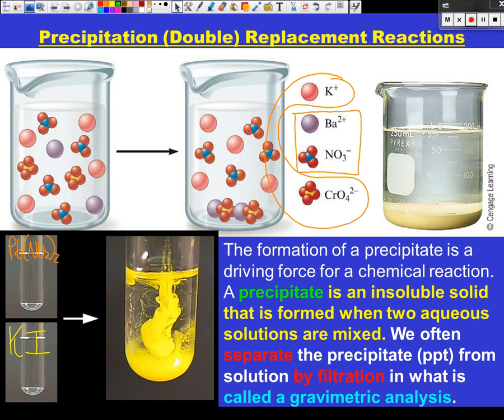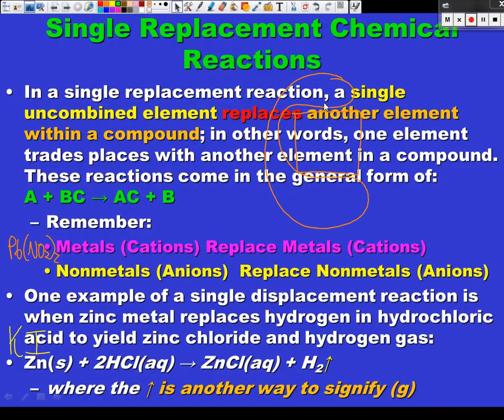So the formation of a precipitate is a driving force in chemical reaction. A precipitate is an insoluble solid that forms when 2 aqueous solutions are mixed. We often separate the precipitate, PPT, from the solution by filtration. Now, filtration is just a fancy way to say to pour it through a coffee filter. Okay, that's literally what we're doing in what is called gravimetric analysis. Okay? All right, so single replacement reactions.